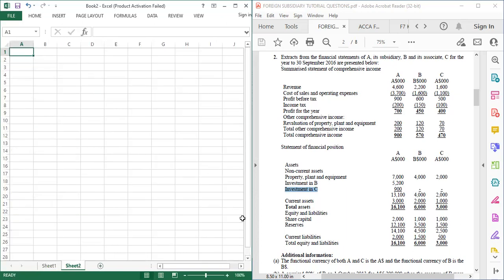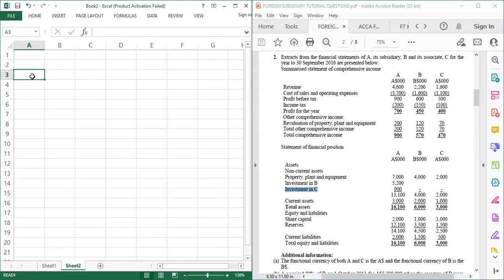So let's look at the workings now. The first thing that you have to show is the group structure. The group structure will also take ticks. So the group structure, the parent is having what? 80%. The parent is having 80% of the subsidiary. And the NCI is what? 20%.